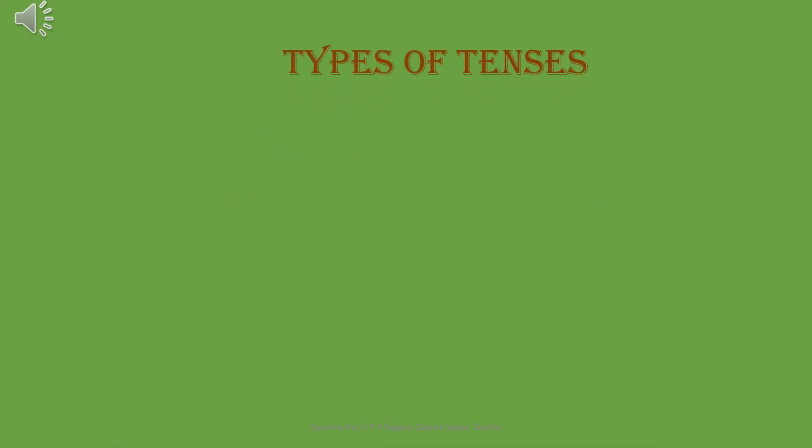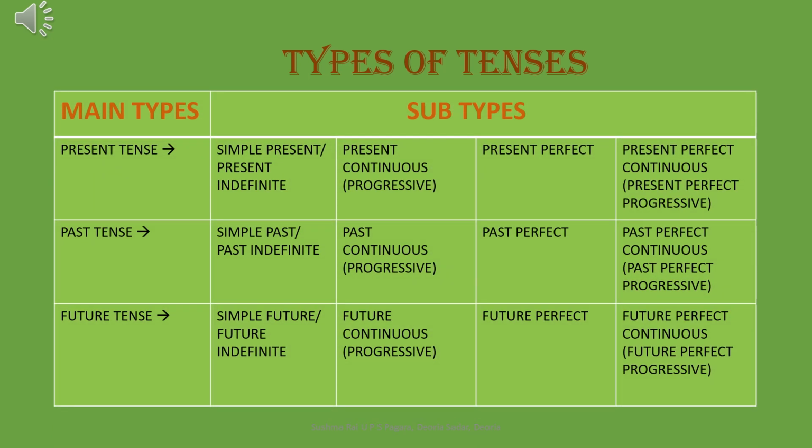Now let's have a look at the types of tenses, the main types and their subtypes. The main types of tenses are present tense, past tense, and future tense. Every type of tense has got 4 subtypes. Let's take present tense first. The 4 subtypes of present tense are simple present, that is present indefinite, present continuous tense, present perfect tense, and present perfect continuous tense. Similarly, past tense has also got 4 subtypes.